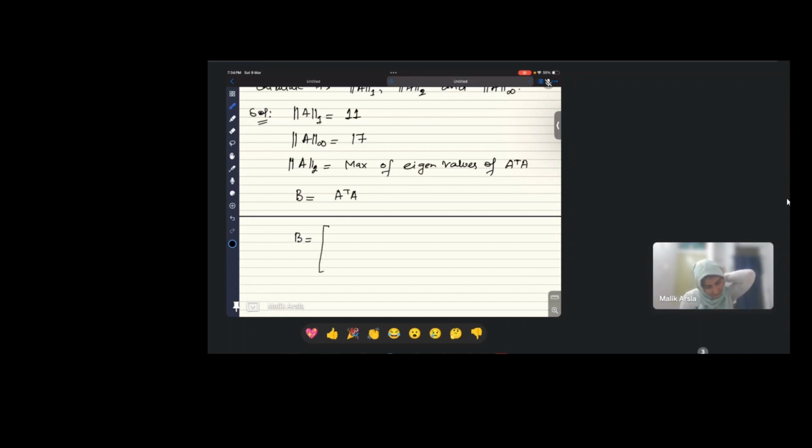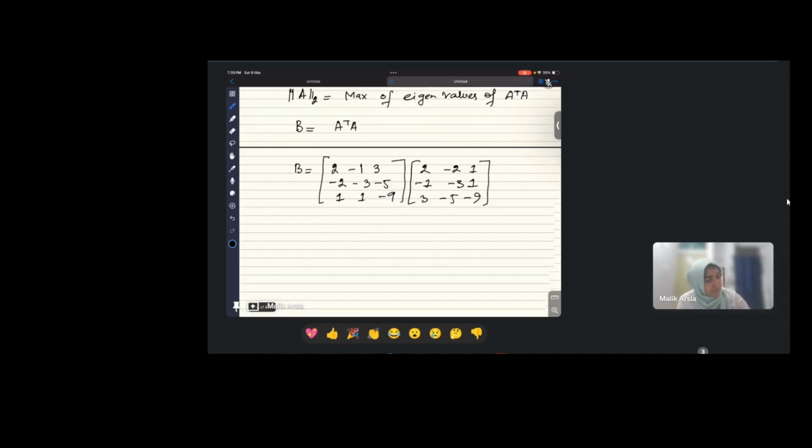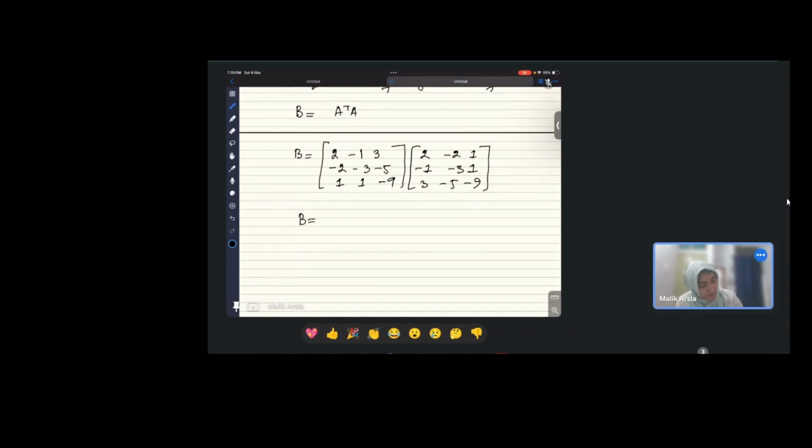I'm doing A transpose. It is what? 2, minus 1, 3, minus 2, minus 3, minus 5, 1, 1 and minus 9. Correct? And now multiplying it with A. 14. What did you get the value? 14. 14 shouldn't be there. It is 9 actually.